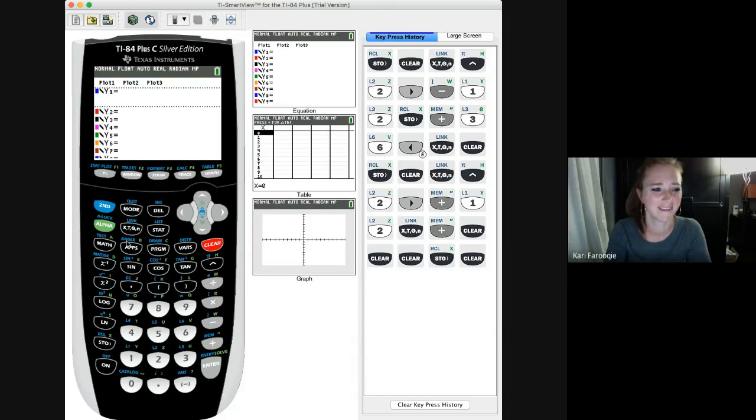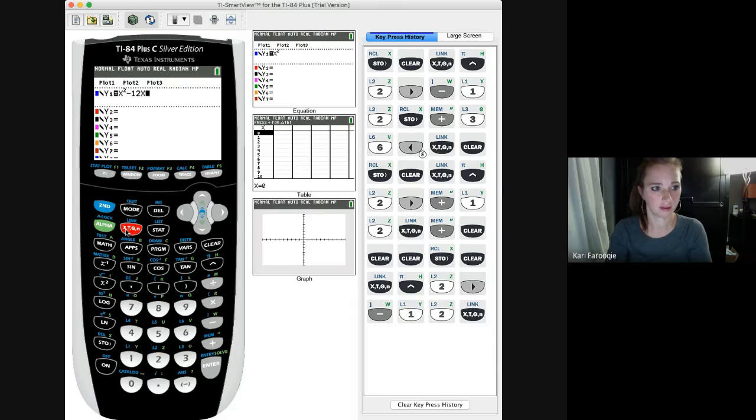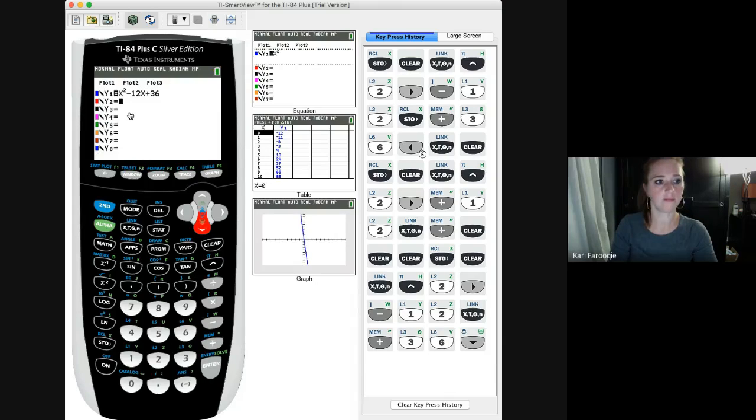X squared minus 12x plus 36. Yes. All right, there we go. And then our other equation is y equals negative x plus 8. I'm going to do this whole thing on the calculator.